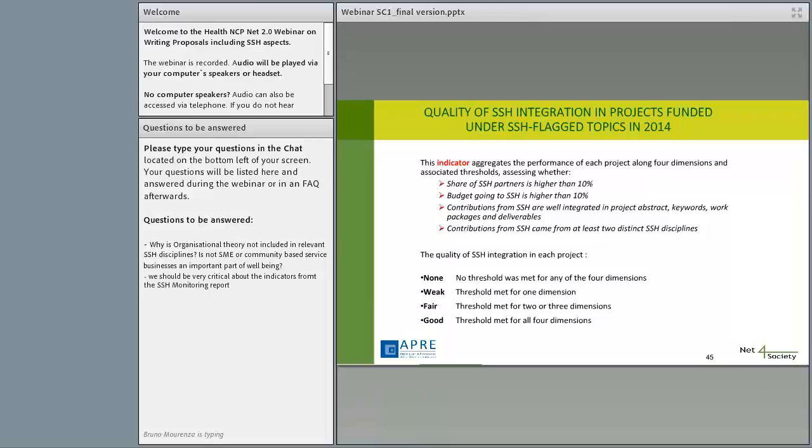Have I integrated enough in the text of the proposal, in the project abstract, keywords, work packages and deliverables, the socio-economic sciences and humanities aspects? And does the contribution from the SSH come from at least 2 distinct SSH disciplines? These are the analysis and the considerations that you need to do when you are writing a proposal for an SSH flagged topic.